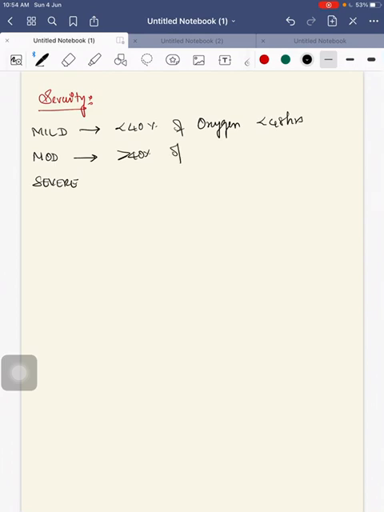So severity is being classified as mild, moderate and severe. In mild, the child requires less than 40% of oxygen for less than 48 hours. Moderate is, it requires more than 40% of oxygen for more than 48 hours without air leak.